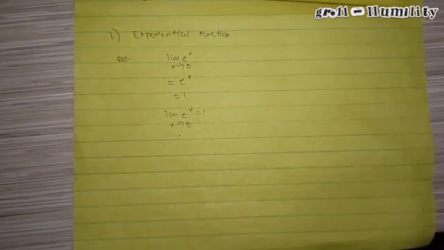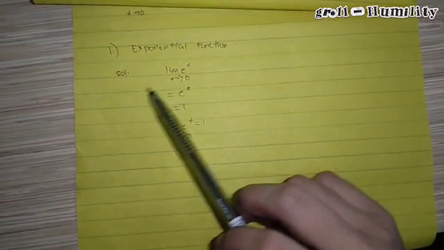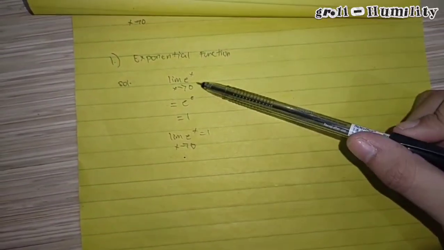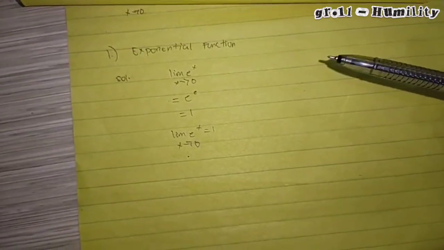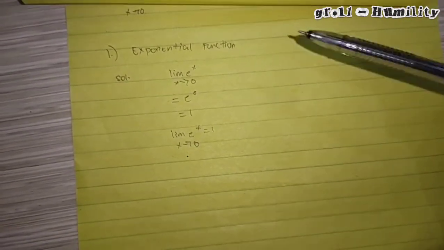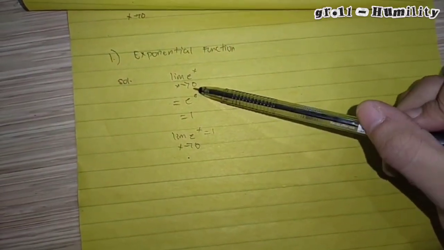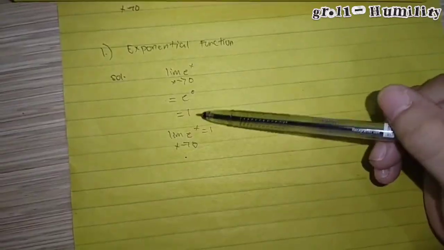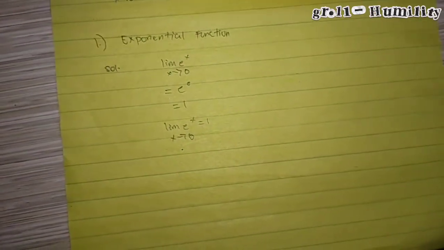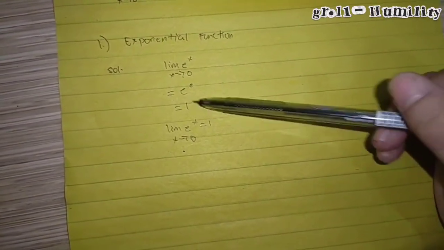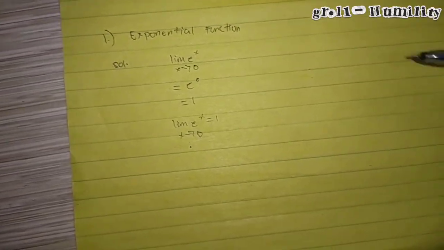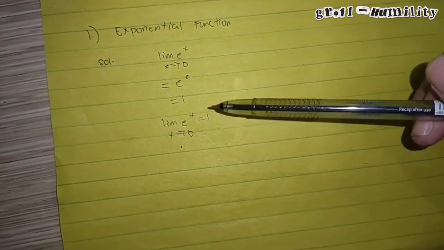In this video, I'm going to discuss how to evaluate the limits of transcendental functions, especially exponential, logarithmic, and trigonometric functions. First, the exponential function. So this is the problem, and as you can see, we are given the limit as x approaches 0 of e raised to x. Since exponential functions are continuous, we can apply direct substitution. So we substitute 0 for x. This becomes e raised to 0. And we know that e raised to 0 is equal to 1. Therefore, the limit as x approaches 0 of e raised to x is equal to 1.